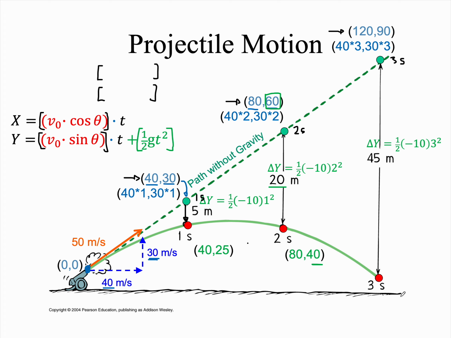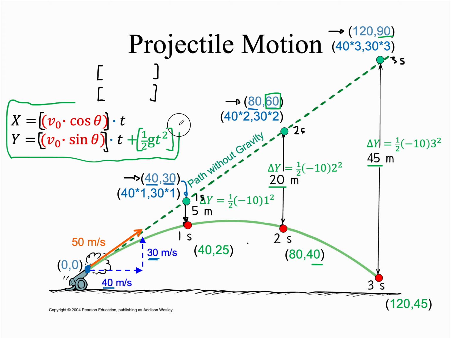What's the coordinates at 3 seconds? Hopefully you can figure it out. We would be at 90 in the y direction without gravity. With gravity, we're going to fall 45 meters below that, giving us 120 meters over, 45 meters down. And so here is where these two equations come from.